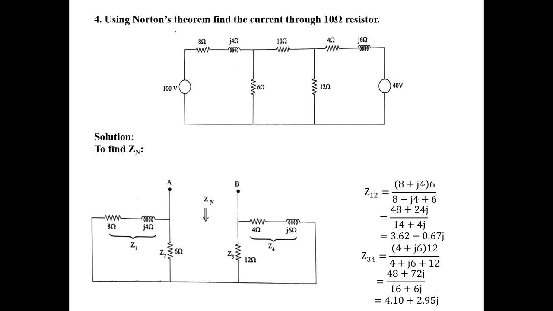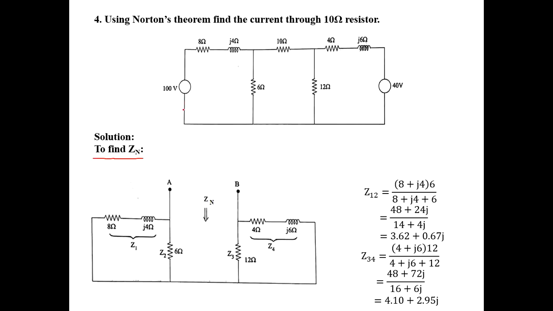Using Norton's theorem, find the current through the 10 ohm resistor. This circuit is an AC circuit because it has the J term, the complex term. This is similar to DC. First, we have to find the Z Norton. The impedance is represented as Z Norton.